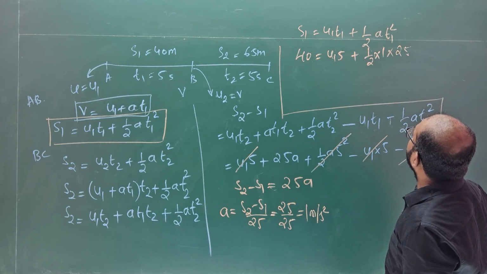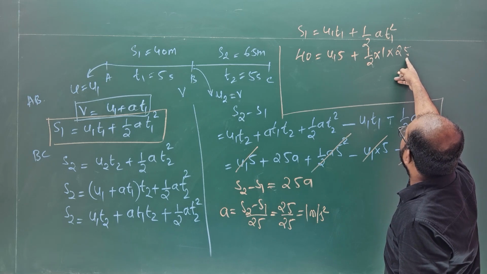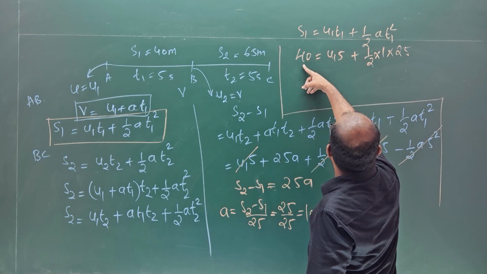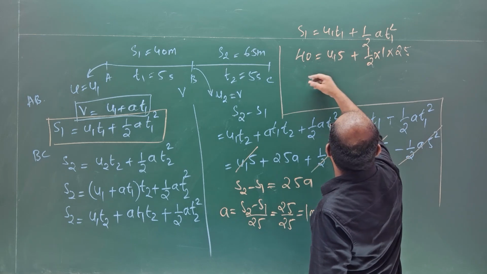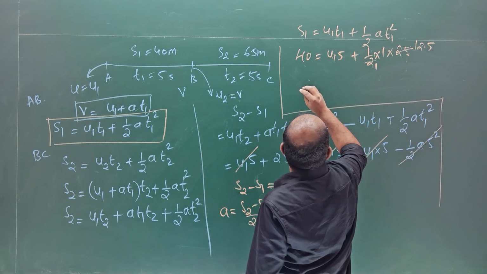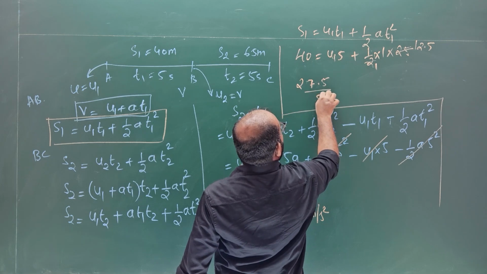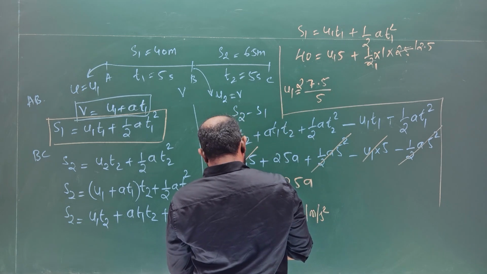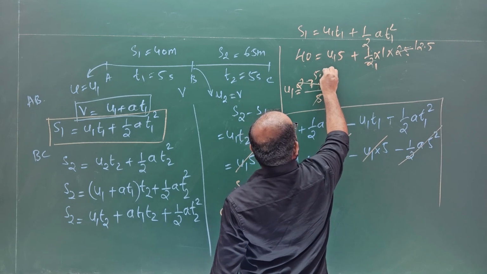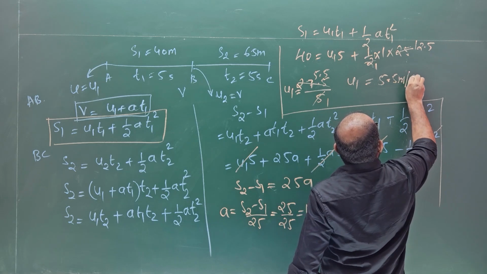Now anything to cancel? Half into 25 is 12.5. 40 minus 12.5 is 27.5. So 27.5 upon 5 is U1. Solving this, 5 fives are 25, so 5.5. So the U1 I got is 5.5 meter per second.